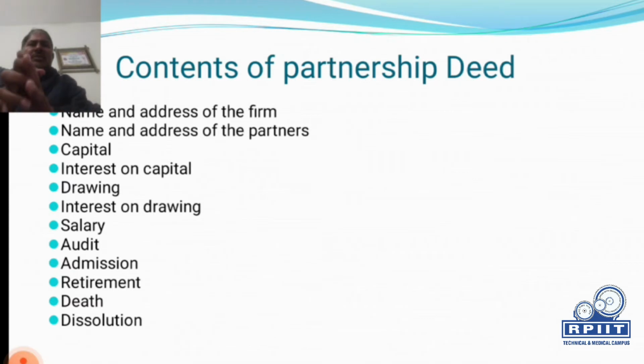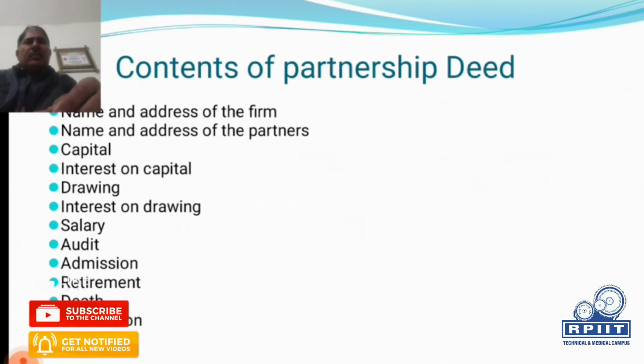There are different contents of partnership deed, that is name and address of the firm, name and address of the partners, capital, interest on capital, drawing, interest on drawing, salary, audit, admission, retirement, death, dissolution. By the consent of all the partners, a new partner can be admitted into the partnership.